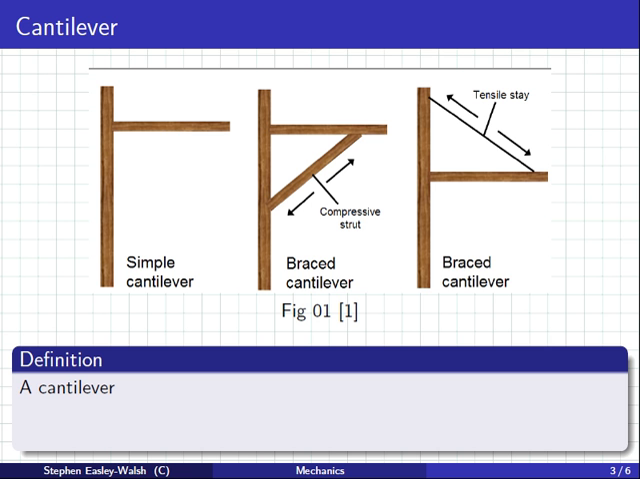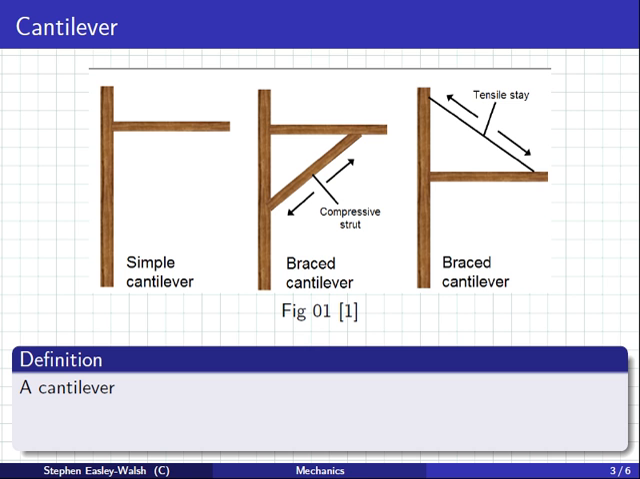You might see these, but really you don't see them because they're not very useful. There's no support under it. It's too weak. Now this one is much more common, isn't it? This is called a braced cantilever. Where might you see a braced cantilever? Somewhere in the home. Yeah, maybe a table shelf.